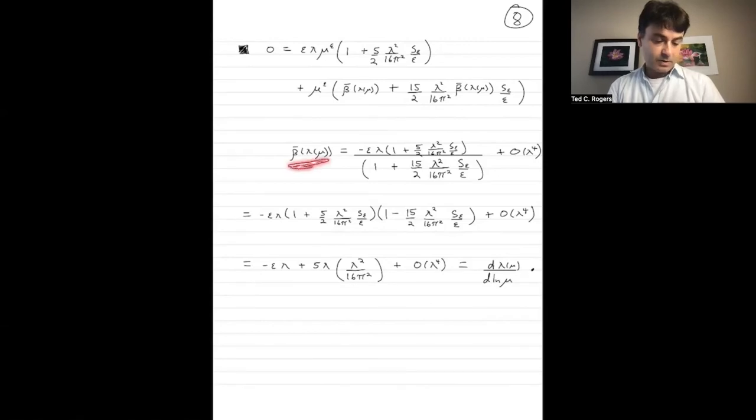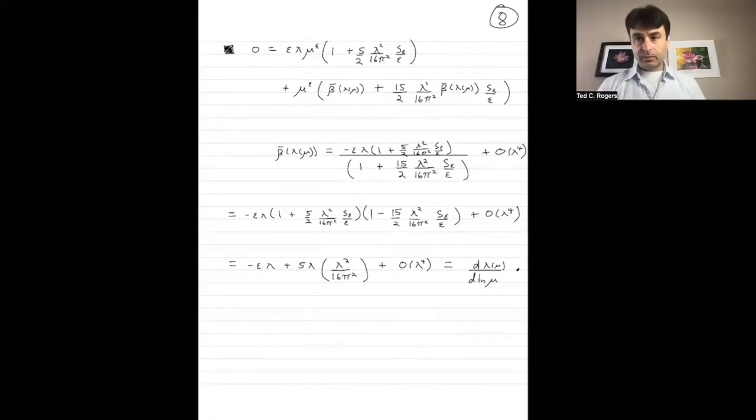And since that's beta bar, that's equal to derivative of lambda with respect to log mu. So if I drop these higher order contributions, I can get a good approximation to how the lambda varies with mu, the different choices of mu. Now, if we wanted to, we could keep going to higher orders in lambda. And if we did that, we would find the same thing. There would be no 1 over epsilon poles in beta bar. We could truncate at a certain order, get a very good approximation to beta bar, and solve the differential equation.